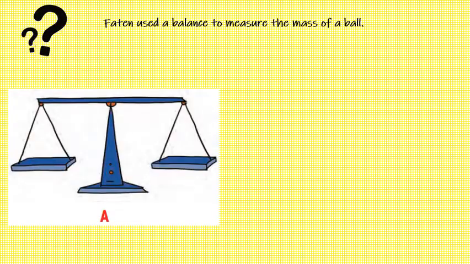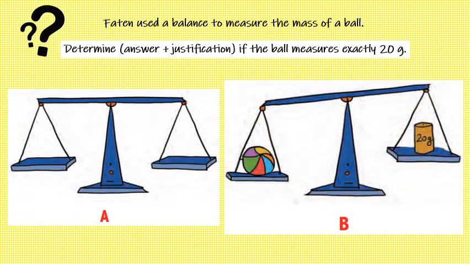Can you help me solve this question? I use a pan balance to measure the mass of a ball. As we know, a pan balance is a scale which has 2 pans that are balanced against each other. So I placed a ball on one pan and the 20 grams weight on the second pan. Take a look at the pan balance.